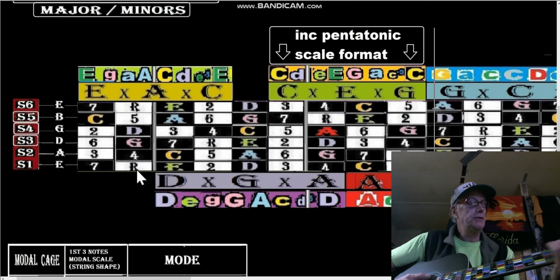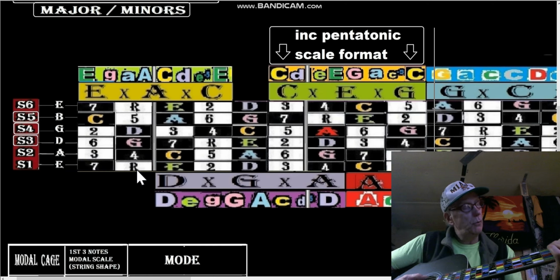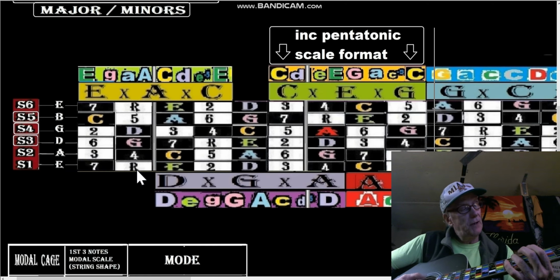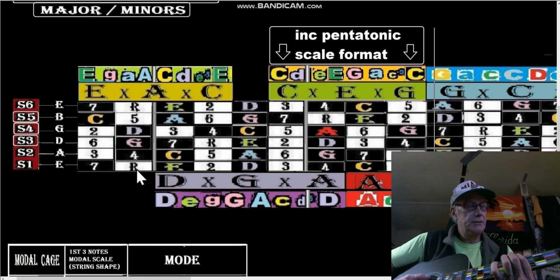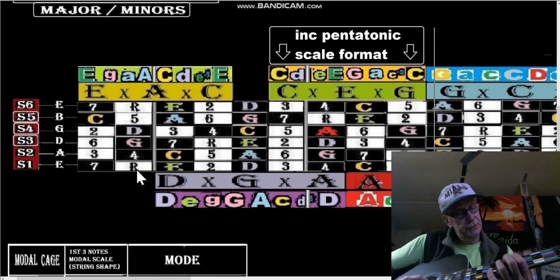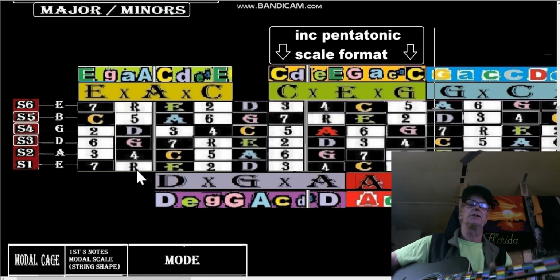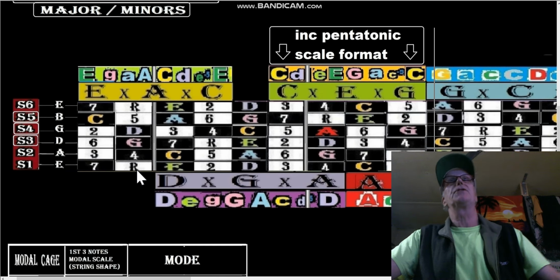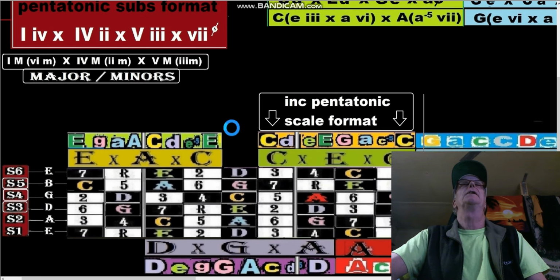Now the D position is 2 3 4, 2 3 5 6 root 2. The E position is 3 5 6 root 2 3. The A position is 5 6 root 2 3 5. So they're inversions of a pentatonic scale. Those are what the pentatonic scale positions are. That's all I was trying to explain there.